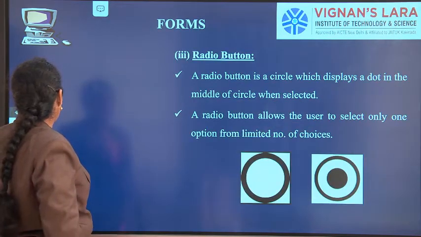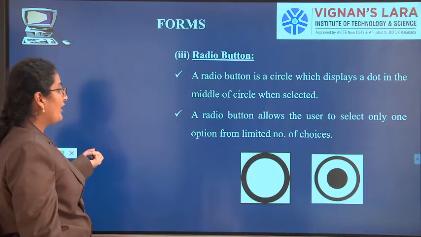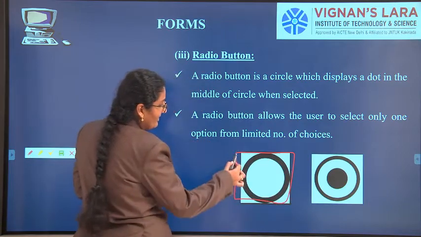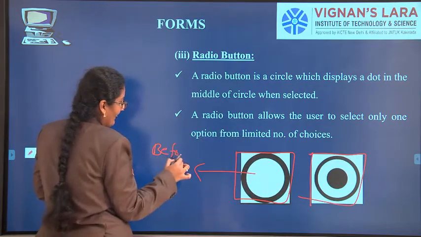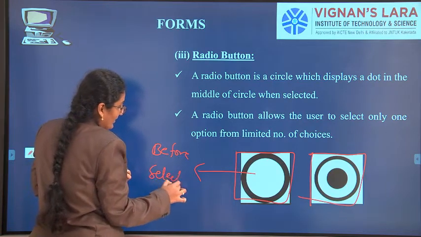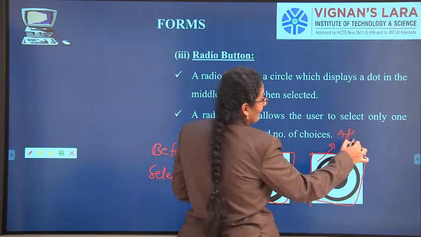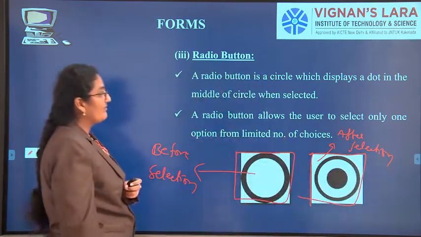So next one is radio buttons. What is our next attribute in form? Radio buttons. You can see here, before selecting, the radio button will be like this. After selection, it will be like this. This is before selection, and this is after selection.